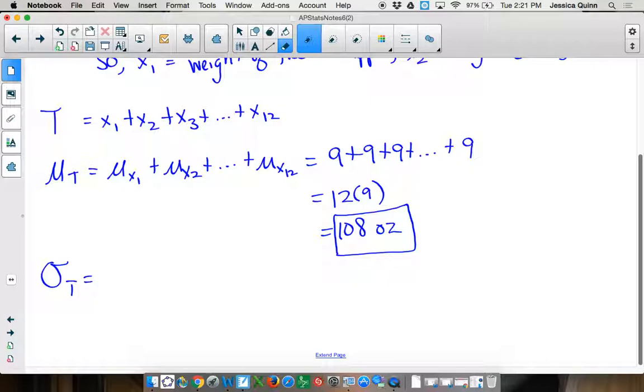Would you also multiply that by? No, you wouldn't. I don't know. Wait, what do I do when we do standard deviation? The variance plus the variance. Square, so square root. So I'm gonna take the standard deviation of that first apple squared plus the standard deviation for the second apple squared, all the way to the 12th apple squared.